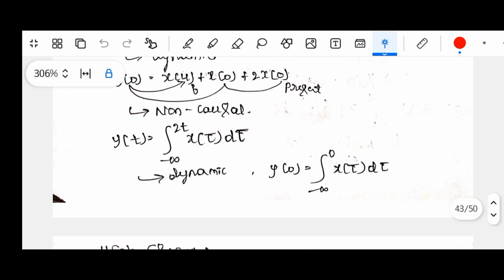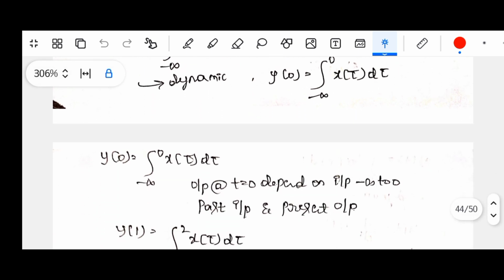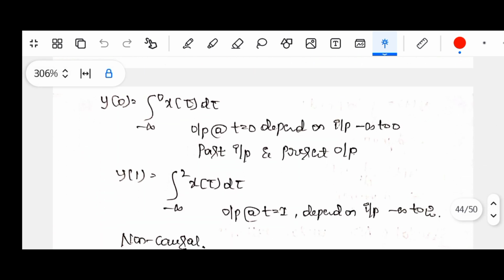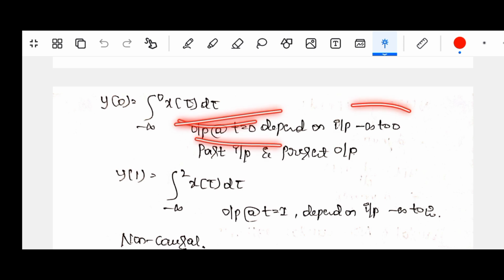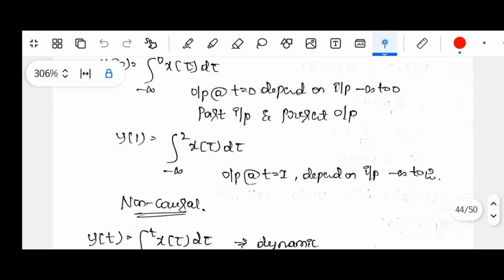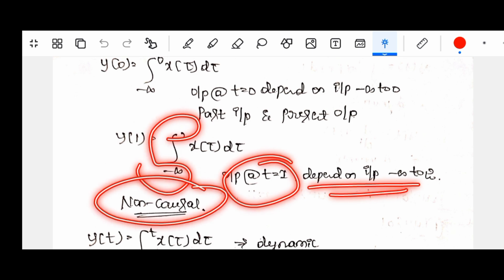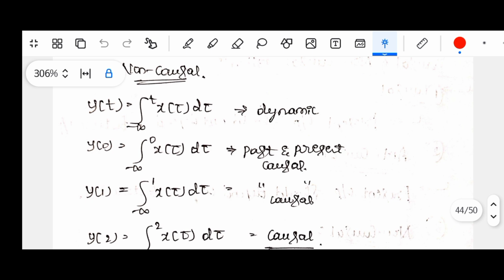y(t) is equal to the integration from minus infinity to 2t of x(tau) d tau. It is dynamic. y(0) is equal to the integration from minus infinity to 0 of x(tau) d tau, where the output at t naught depends on the input from minus infinity to 2, past input and present output. y(1) is equal to the integration from minus infinity to 2 of x(tau) d tau, where the output at t equal to 1 depends on minus infinity to 2.